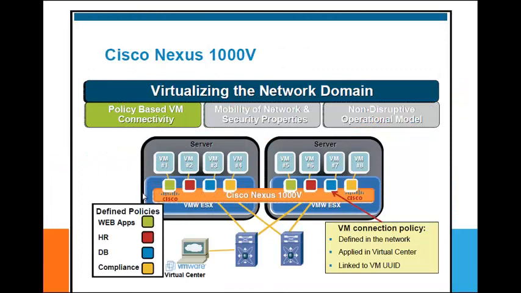So the first one is policy based VM connectivity. With the help of 1000V, the policies are defined in the network. What policy? The policy that this VM should undergo. Those policies are defined in the network and they are applied with the help of VMware vCenter. And then there is a special identification called UUID. VM tags maintain it. We'll talk about this, which helps to identify what policy goes with which VM.